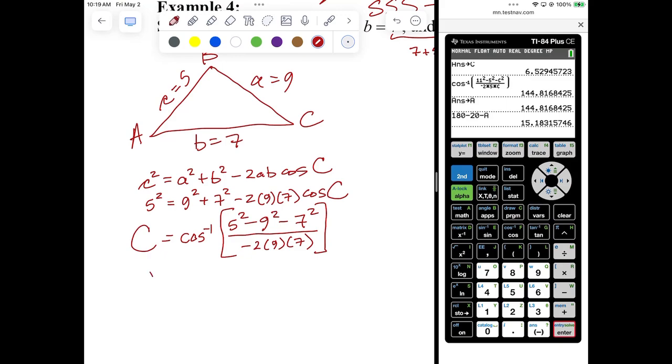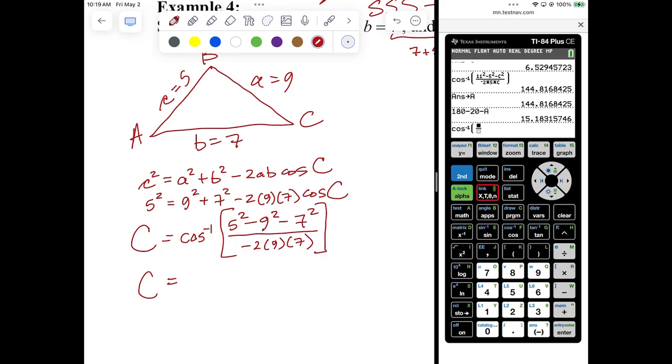Okay, now we go to the calculator, the Explorer, and we go second cosine, alpha x, and I'm just going to type in 25 minus 81 minus 49. I hope you're impressed that I know my perfect squares. But here I'm just going to do minus 2 times 9 times 7. I don't care what that's equal to. I'll let the calculator tell me. I was just trying to save keystrokes. And it didn't save any keystrokes in the top. 25 is 2 keystrokes, 5 squared is 2 keystrokes, so it didn't really matter.